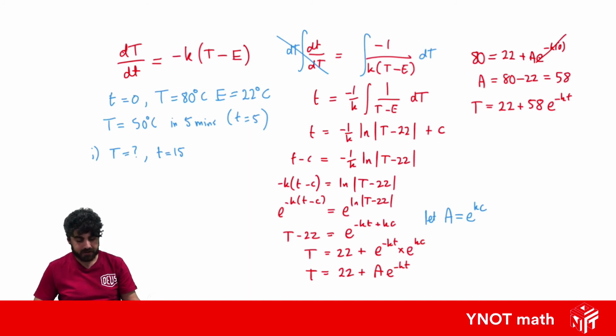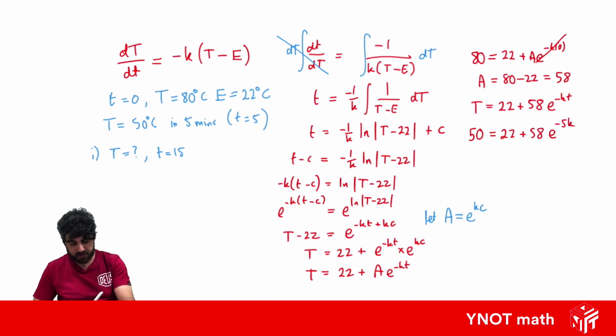But we still need to find the value of k, and that's what this extra information was here for. We know that the temperature cools down to 50 degrees in 5 minutes. So let's go ahead and sub that information in. So we know it's 50 degrees when 5 minutes has passed, so we're going to sub in 5 for t. So we'll be left with that. We'll minus 22 from both sides. So we get 28 equals 58 e to the minus 5k.